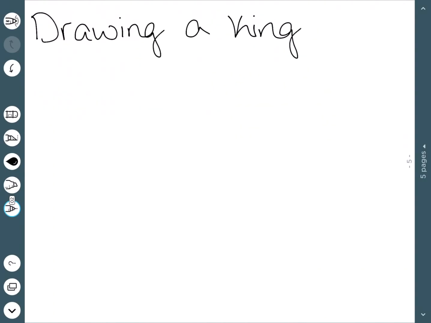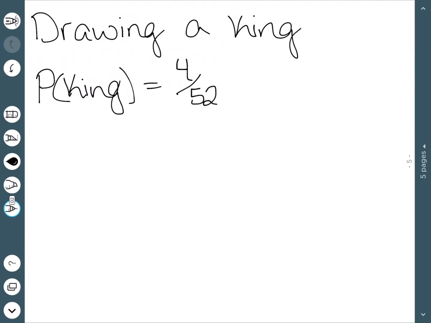Another example, if we have a deck of cards and we're going to draw a card at random, we want to know the chance that we draw a king. Well, we know there are 4 kings in a deck and a total of 52 cards. So this is going to be 1 out of 13, and that's our probability.